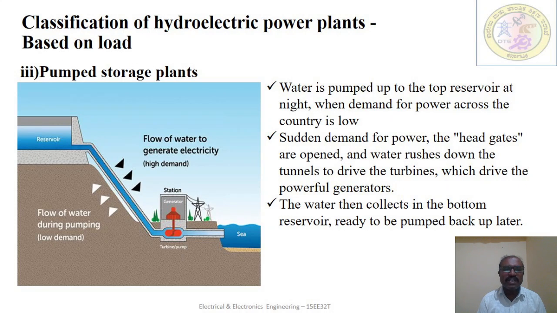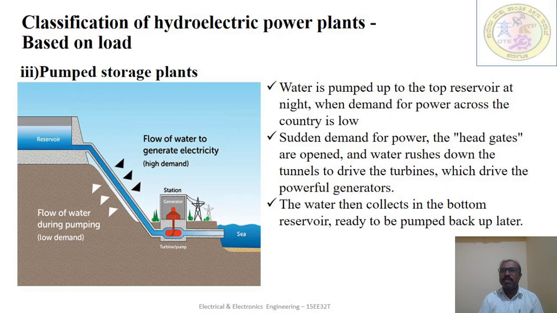Classification of hydro plants based on load. The third one is the pumped storage plant. This pumped storage plant is very important because these plants operate at peak loads. If you see the diagram, it has the reservoir, and from the reservoir to the turbine there is a sufficient head. Through the pipes, the water is fed. When it passes through the turbine, the electricity is generated and the water is collected at the bottom reservoir.